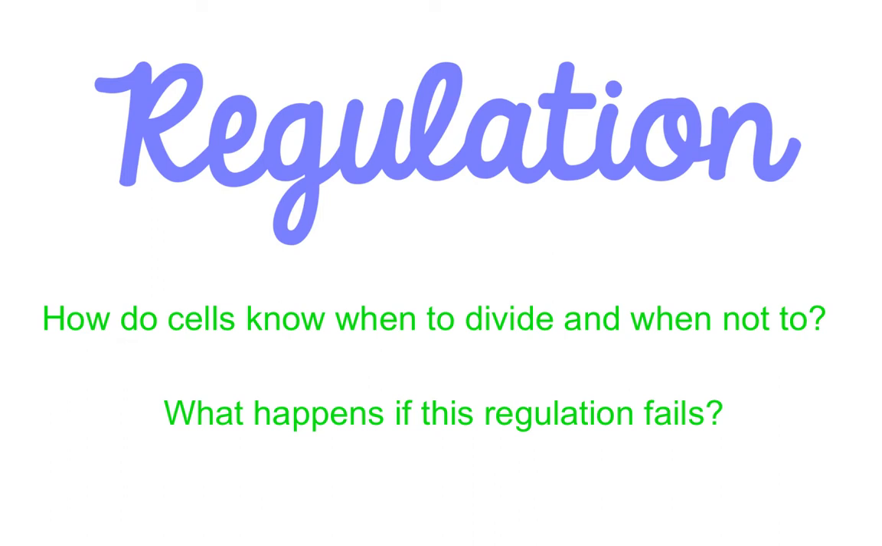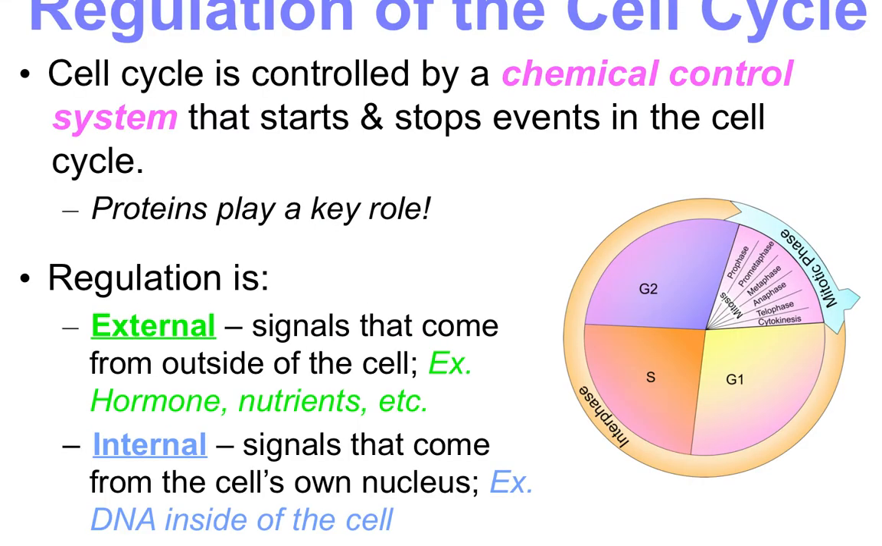How do we regulate the cell cycle? How do cells know when it's time to divide and then when it's time not to divide? And what happens if this regulation fails? Regulation of the cell cycle is controlled by a chemical control system. It starts and stops events in the cell.